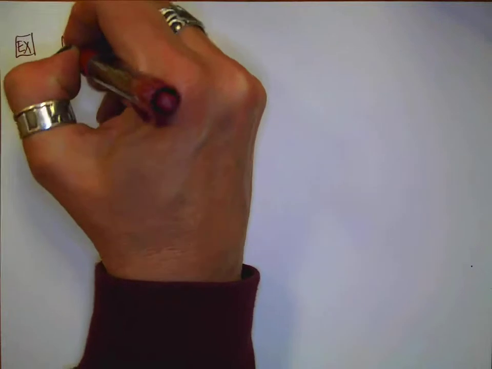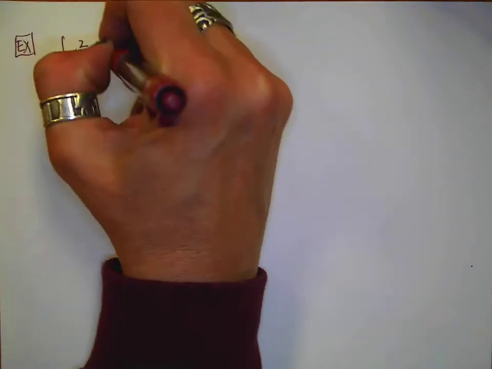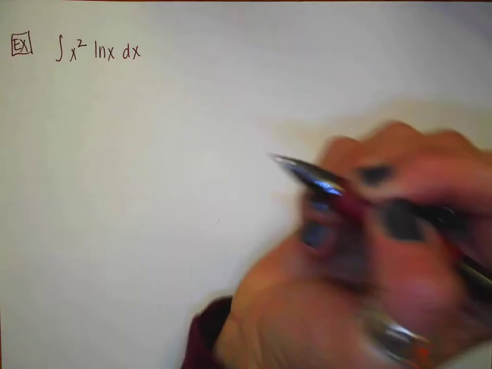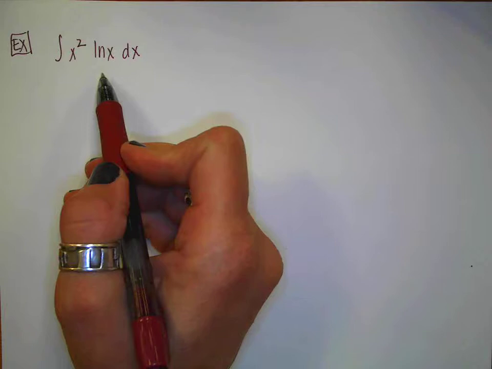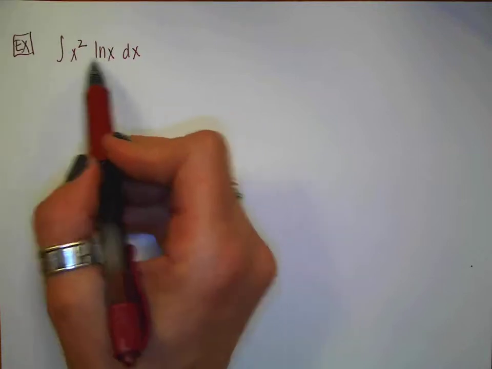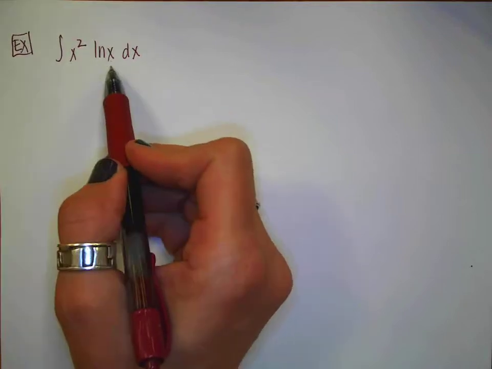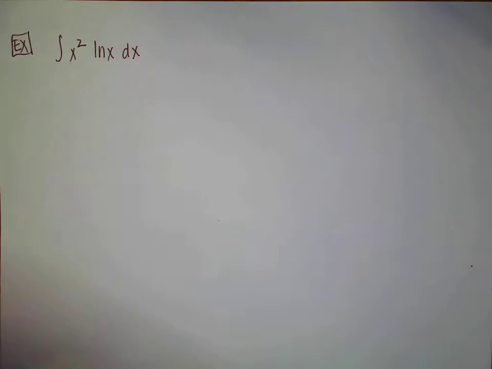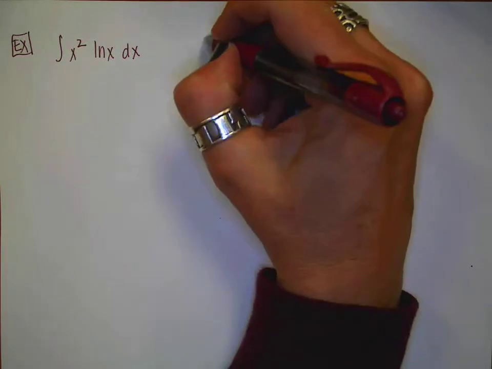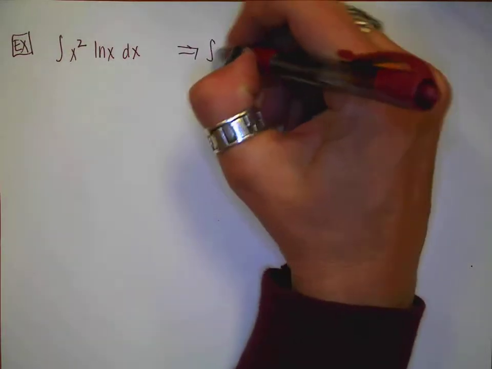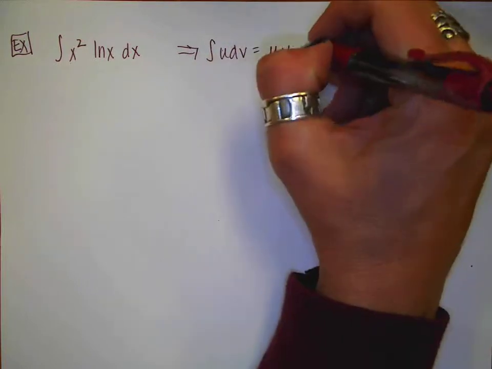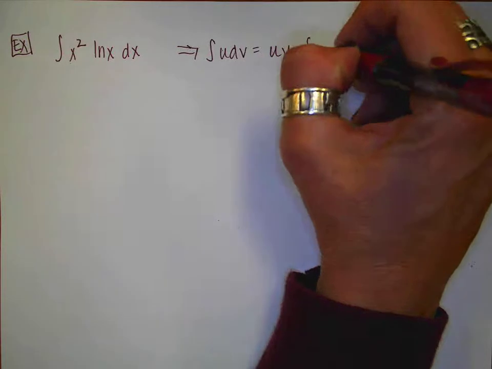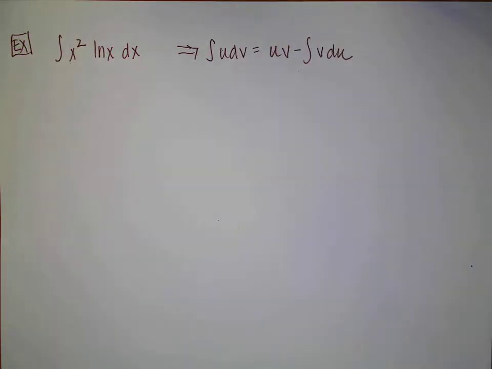That's pretty cool. All right, so the next example that we're going to do is the integral of x squared natural log of x dx. Okay, so again, regular u substitution isn't going to work because if I let u equal either piece, the derivative is not the other piece. Okay, so I'm going to do my integration by parts, which says that the integral of u dv is equal to u times v minus the integral of v du.